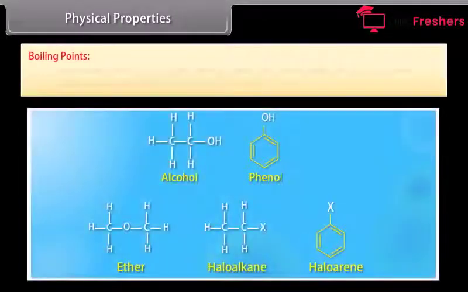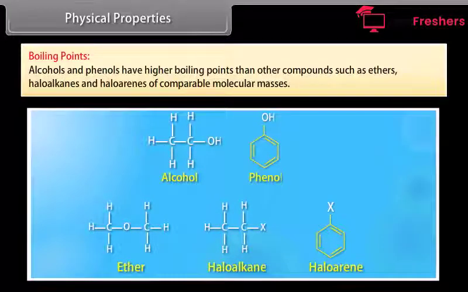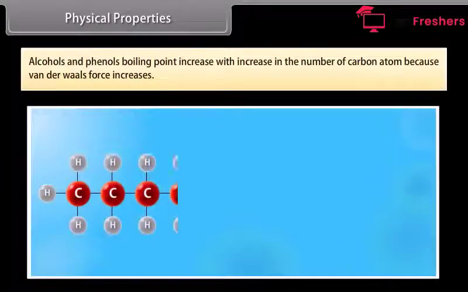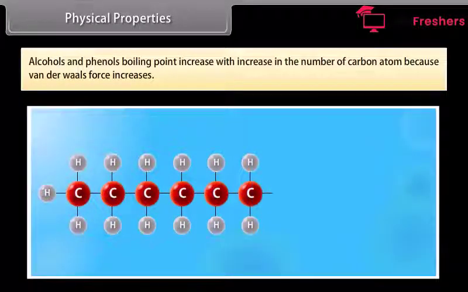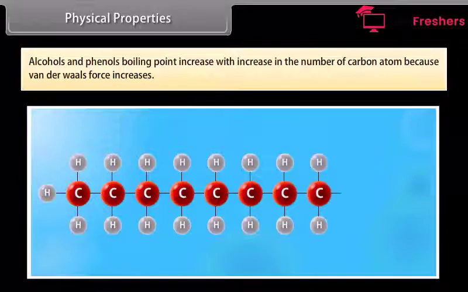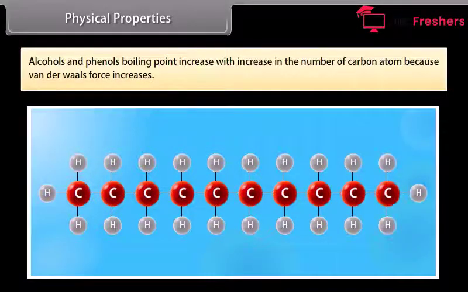Physical properties. Boiling points. Alcohols and phenols have higher boiling points than other compounds such as ethers, haloalkanes, and haloarenes of comparable molecular masses. Alcohols and phenols' boiling points increase with increase in the number of carbon atoms because van der Waals force increases.